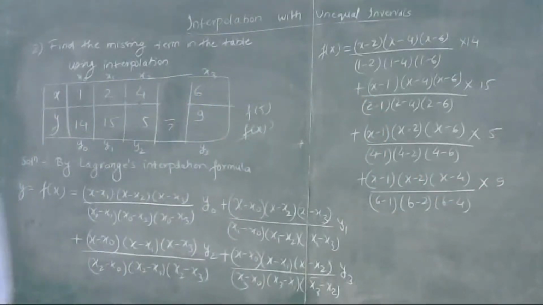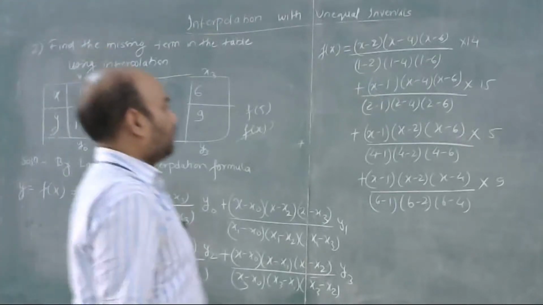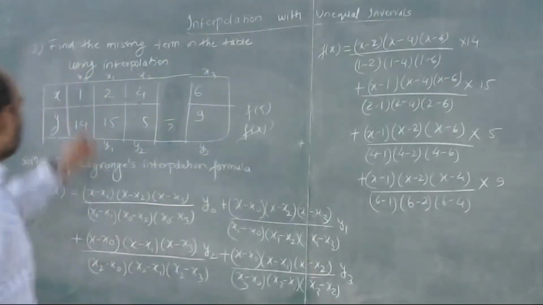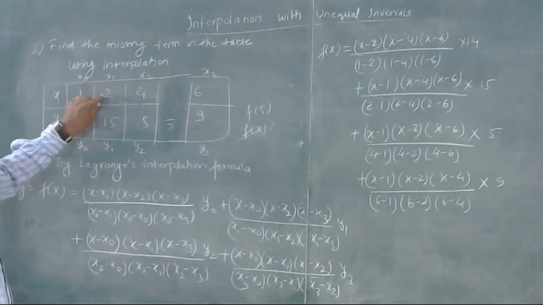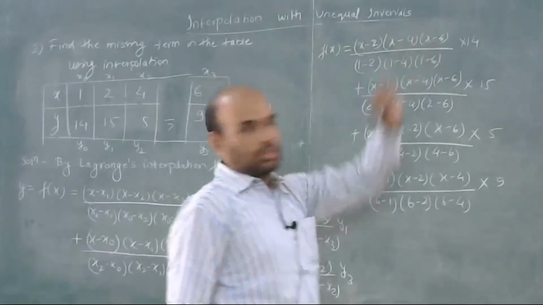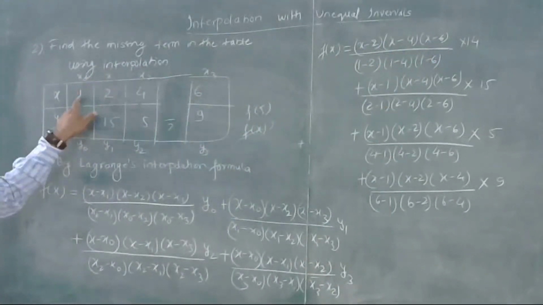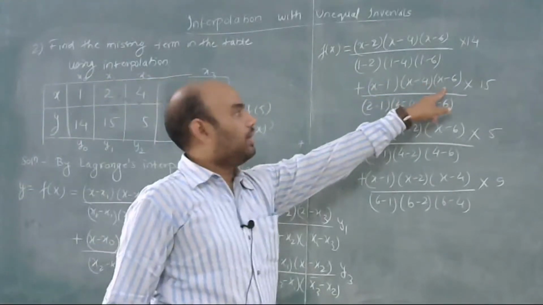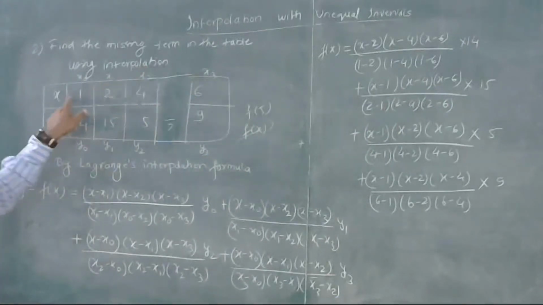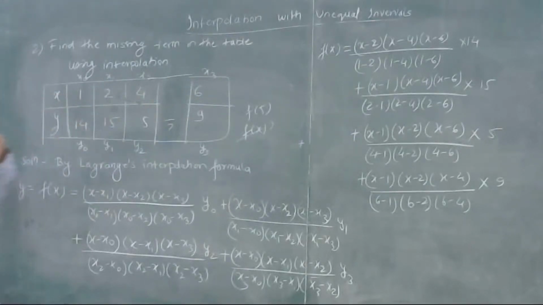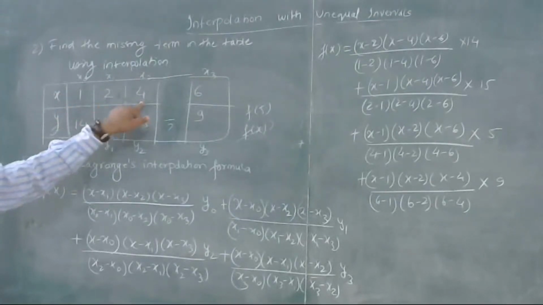So in this manner you have to find the values of f of x. Here is how to write this. First start with this: x minus 2, x minus 4 and x minus 6. Next, hide this: x minus 1, x minus 4 and x minus 6. Next, hide this: x minus 1, x minus 2 and x minus 6. Then hide this 6: x minus 1, x minus 2 and x minus 4.